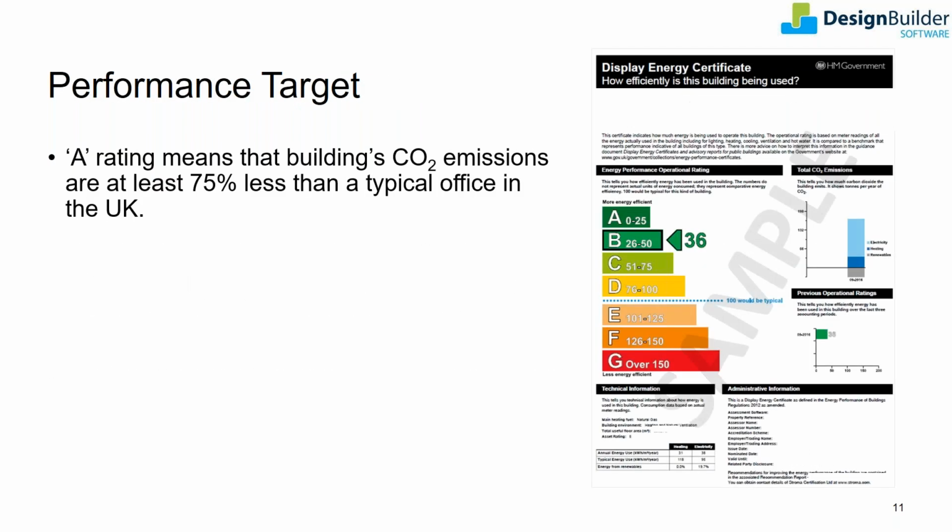Achieving an A rating means that the building's net carbon emissions are at least 75% less than a typical office in the UK. This equates to just under 19 kilograms of CO2 per meter square per year for this building. This was made as the target under the energy performance contract.